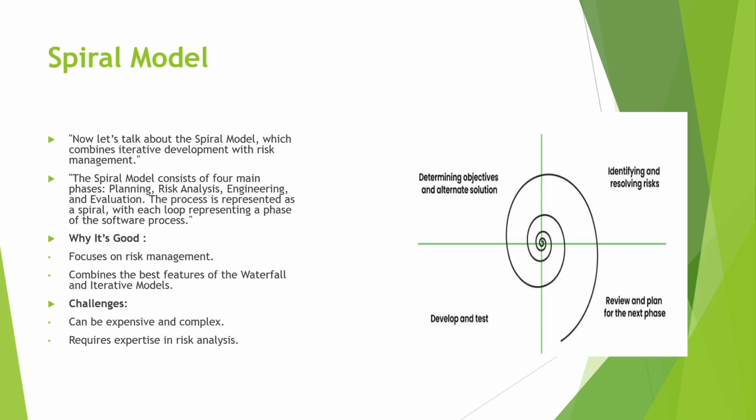Spiral model. Now let's talk about the spiral model, which combines iterative development with risk management. The spiral model consists of four main phases: planning, risk analysis, engineering, and evaluation. The process is represented as a spiral with each loop representing a phase of the software process. Why it's good? It focuses on risk management, and combines the best features of waterfall and iterative models. Challenges faced by the spiral model are that it can be expensive and complex. It requires expertise in risk analysis.